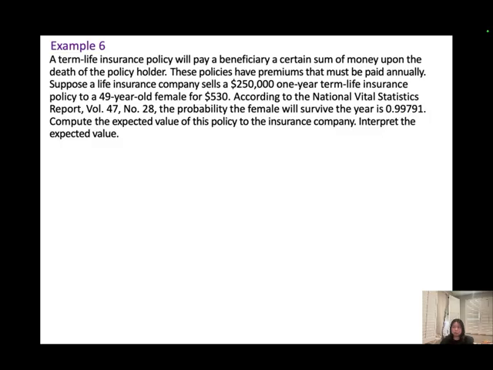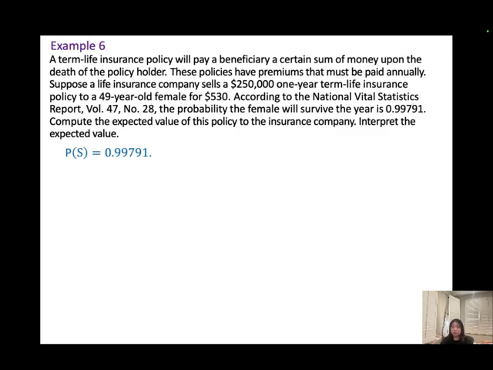For the insurance company, a one-year term life insurance policy has two possible outcomes. For the first one, the probability that the female survives that year is equal to this number. If the female survives that year, the company keeps the premium and pays nothing. So the insurance company has a profit of $530.